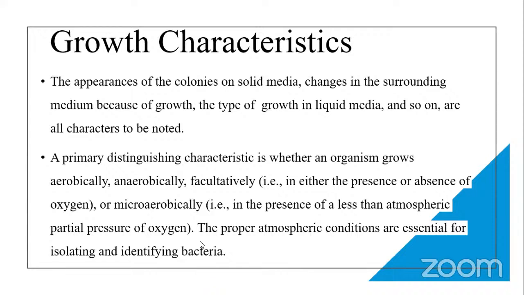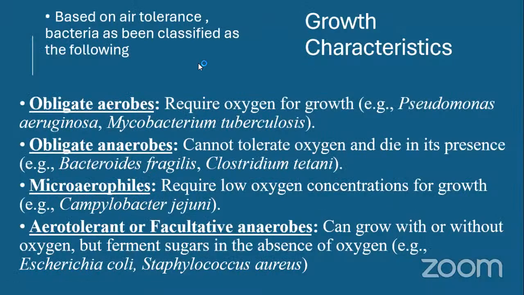When we talk about aerobically, those are organisms that grow in the presence of oxygen, and those that grow in the absence of oxygen. We also have those that have adaptability, whether there is oxygen or no oxygen, they grow. So based on their growth characteristics and air tolerance, bacteria have been classified as obligate aerobes. Obligate aerobes require oxygen for their growth. Examples include Pseudomonas aeruginosa, Mycobacterium tuberculosis. They require oxygen for their growth.